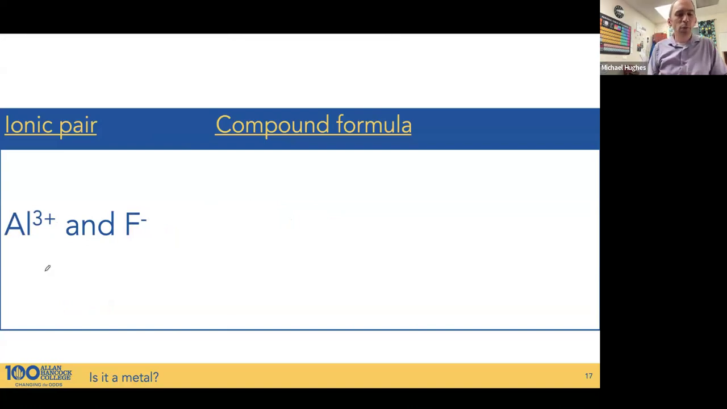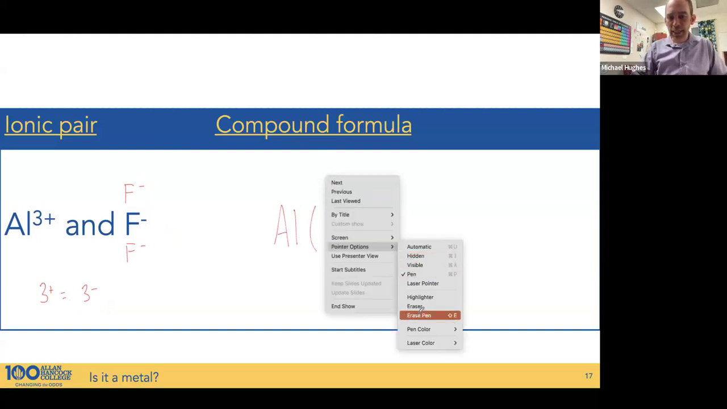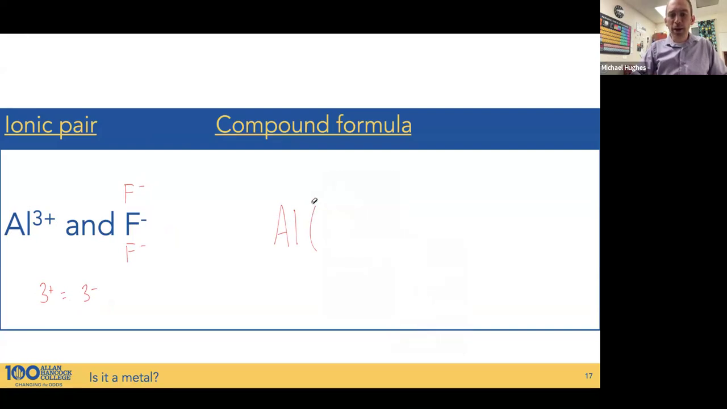Aluminum and fluoride. Aluminum is 3+, and fluoride is 1-. We're going to need a 3- total to balance out with our 3+ charge. So we'll need 2 more fluorides to get 3- total. So we'll have aluminum. Oops, we all make mistakes. No need for parentheses here because it's not a polyatomic. So I'll just put AlF3.